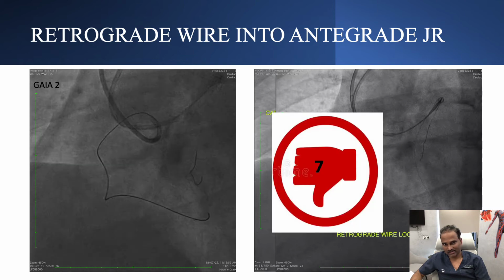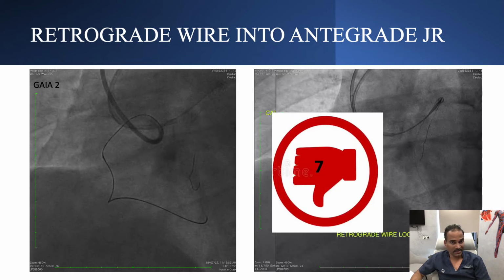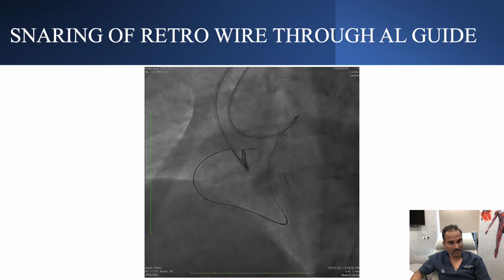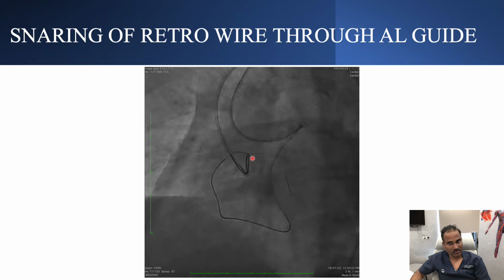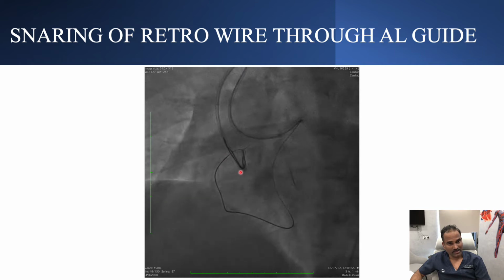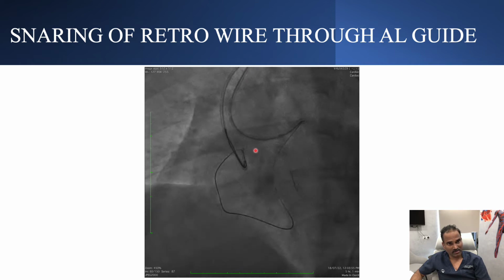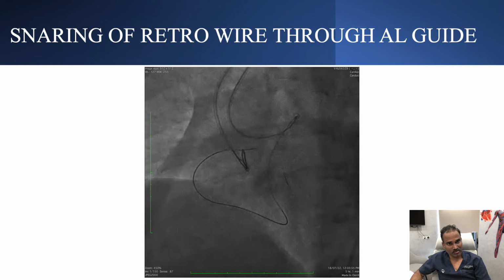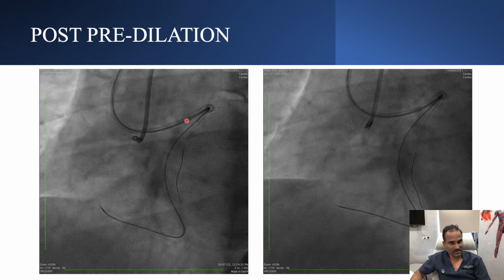So this is the next hostility I had. At this stage I had to change the antegrade guide again to Amplatz AL 0.75, and we took a snare and snared the retrograde wire in the aorta again. So yeah, we can see here we snared the retrograde wire, that's a Gaia 2, and pulled it into the antegrade guide.